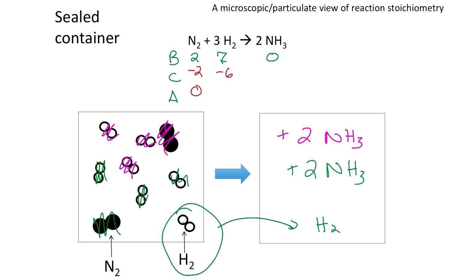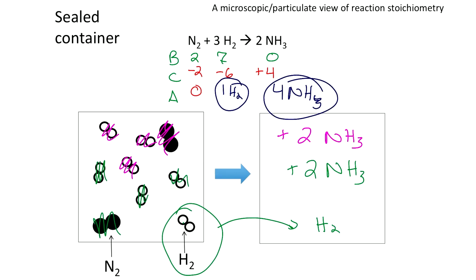So if I use up 2 nitrogens, how much ammonia do I gain? Plus 4, yes, plus 4. So notice it's a 1 to 3 to 2 ratio, so this also has to be a 1 to 3 to 2 ratio. And if you add up all of those columns, look and see what's left. We have 1 hydrogen and 4 ammonias. Is that exactly what we said prior with using the picture diagram?